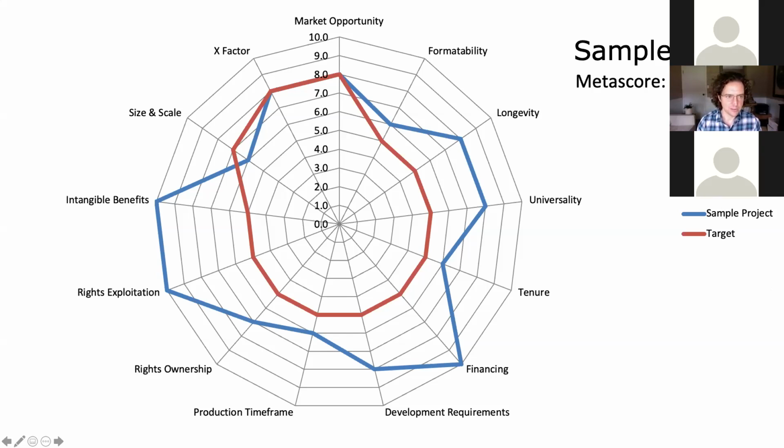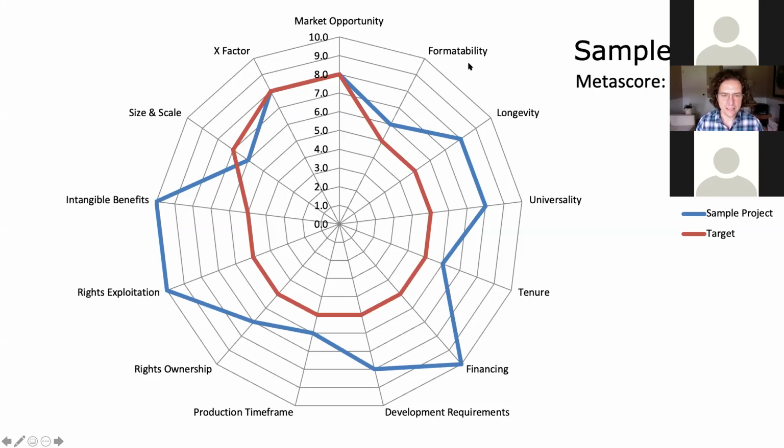We're able to exploit the rights really easily. It's got some good intangible benefits, but it's actually quite small in terms of size and scale. So its weaknesses are perhaps its size and scale, the market opportunity and the X factor a little bit lower than we'd like it to be, and so on.